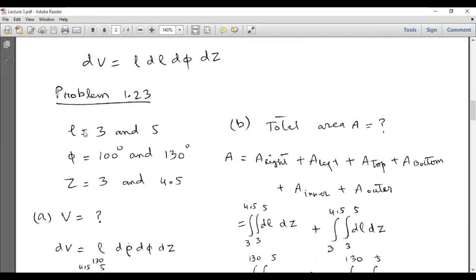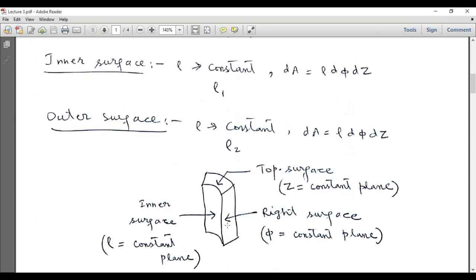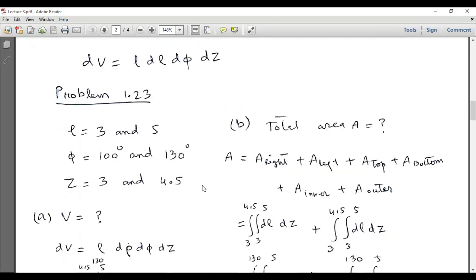So in this example, we are given variation of rho from 3 to 5, variation of phi from 100 degrees to 130 degrees, and variation of z from 3 to 4.5. So in this differential volume element, rho is varying from 3 to 5. So here rho is 3 and here rho is 5. Similarly, z is varying from 3 to 4.5. So for the lower surface, z is equal to 3. For the upper surface, z is equal to 4.5. And phi is actually varying from 100 degrees to 130 degrees. So here phi will be equal to 100 degrees and here phi will be equal to 130 degrees.